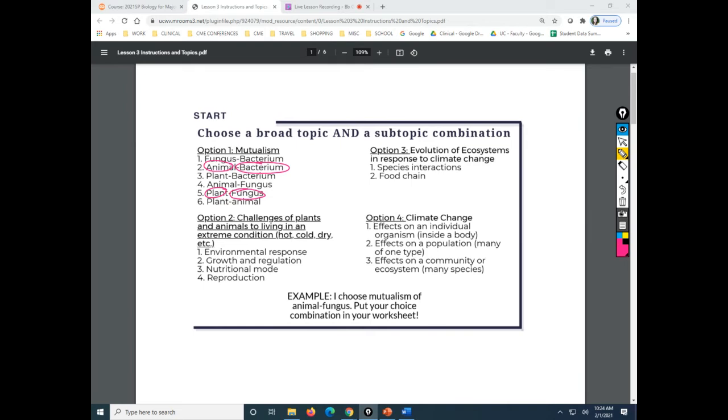Okay, if I'm in option 2, these are all fine. But if I look in the option, I have the same problem up here. What would my plant or animal be, right? Let's slim this down. I don't want to do all plants and animals. Pick a plant or an animal. And then I have to pick an extreme condition. So I might pick something like cacti in the desert.